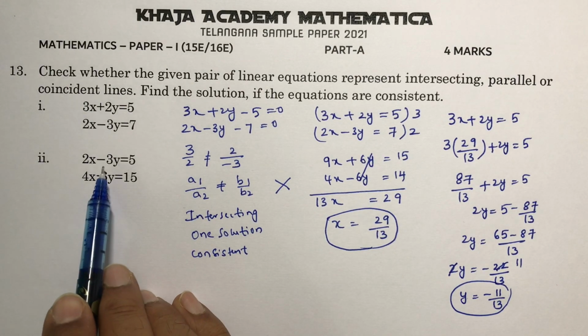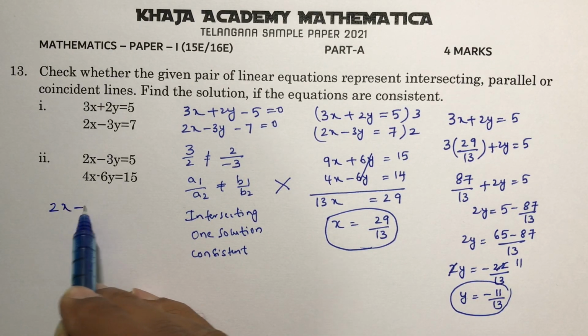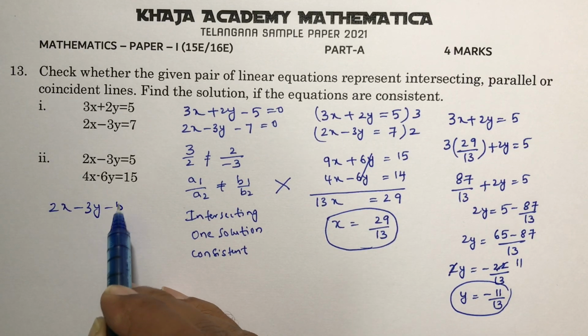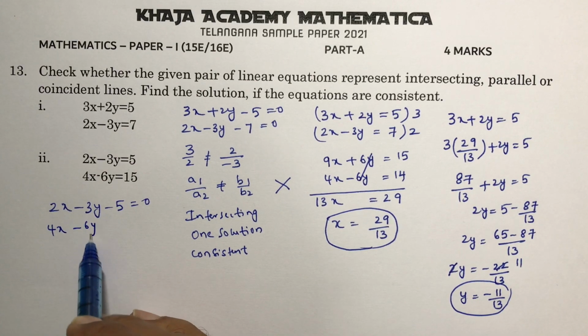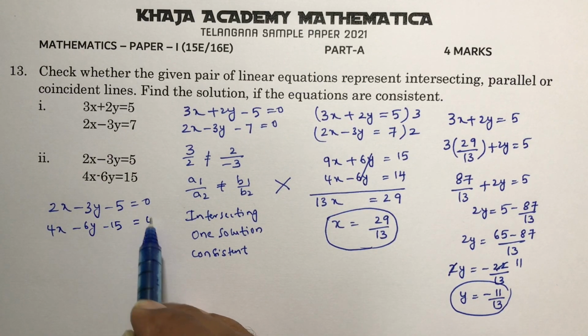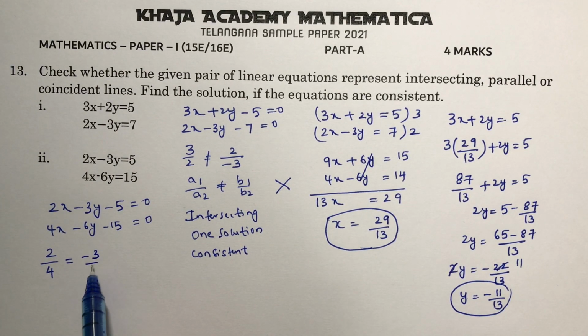Now we'll check the second pair of equations. If we write in the standard form, 2x minus 3y minus 5 equals 0, and 4x minus 6y minus 15 equals 0. So 2 by 4, minus 3 by minus 6. First check here, 2 times 1, 2 times 2; 3 times 1, 3 times 2.